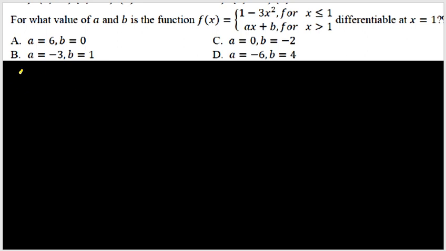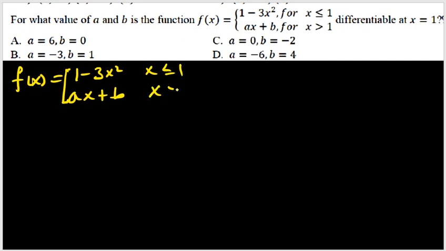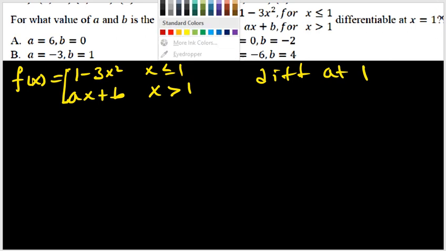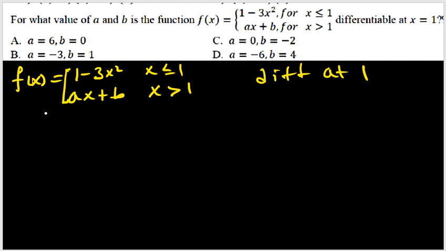Next one, again we have a function f of x which is equal to 1 minus 3x squared when x is less than or equal to 1, and ax plus b when x is greater than 1. Then the function is differentiable at 1, given. So we are asked to find a and b.